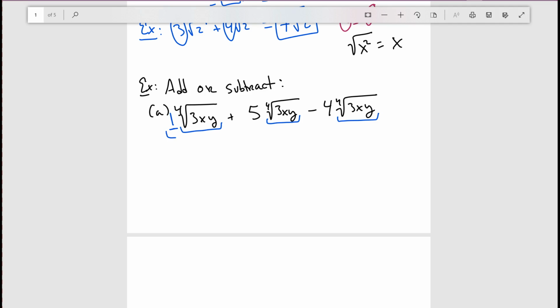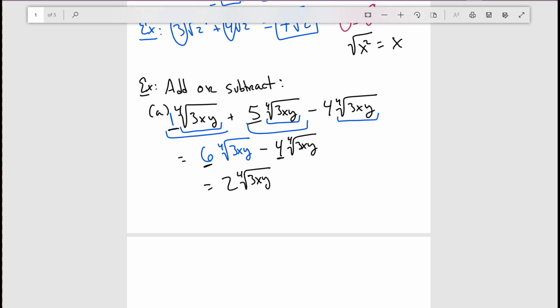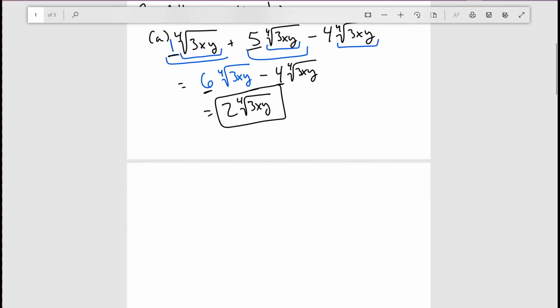Okay, so let's start off with this one. 1 times the fourth root of 3xy plus 5 times the fourth root of 3xy is just going to give me 6 times the fourth root of 3xy. And then I'm still left over with a minus 4 fourth root of 3xy. Okay, so 1 plus 5 gave me 6. Now I'm going to subtract this 4. So 6 minus 4 is just going to give me 2 times the fourth root of 3xy. And that is going to be my answer for that one. Okay, so not too bad, pretty basic.